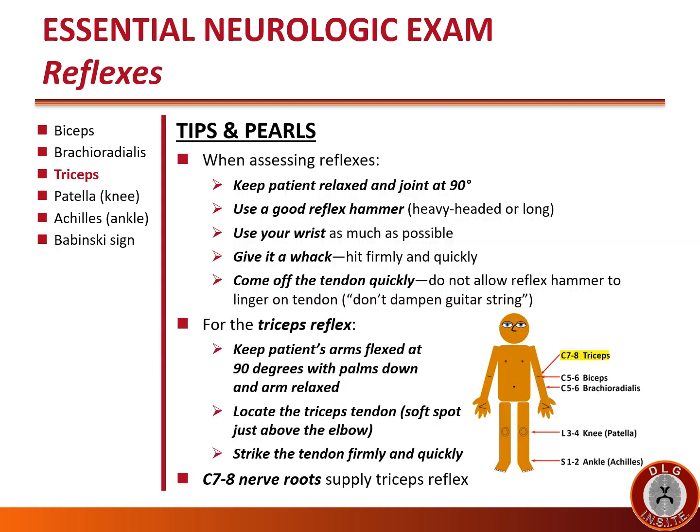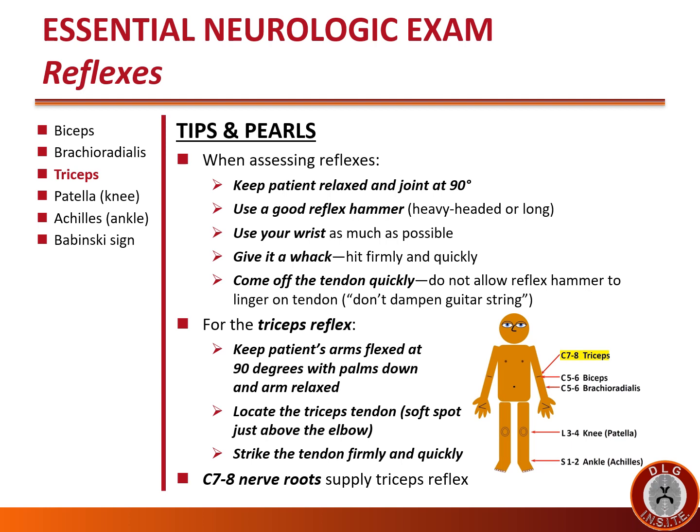Tips and pearls, reflexes, triceps. So once again, when assessing any reflex, keep the patient relaxed and the joint at 90 degrees. Use a good reflex hammer that's got a heavy head or a long stem. Use your wrist as much as possible. Give the reflex a whack, hit firmly and quickly, come off the tendon quickly. Do not allow your reflex hammer to linger on the tendon. Don't dampen the guitar string. Now, for the triceps reflex, once again, you keep the patient's arms flexed at 90 degrees with the palms down and arms fully relaxed.